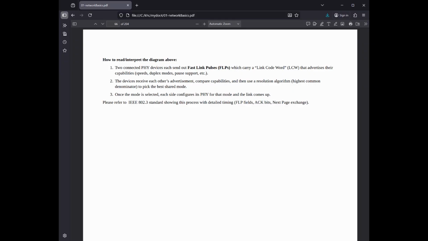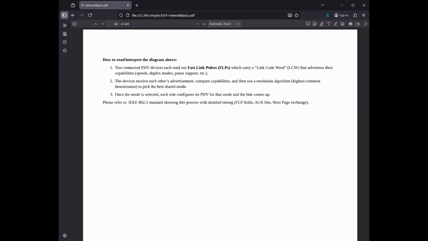Link training. At 1G and faster speeds, the physical layer transceivers perform complex link training procedures involving adaptive equalization and echo cancellation to optimize the signal over the specific cable being used. This training is part of the auto-negotiation process. Flow control and EEE: auto-negotiation also sets parameters for optional features like flow control, pause frames, and Energy-Efficient Ethernet, EEE.